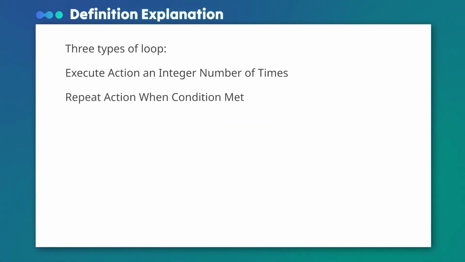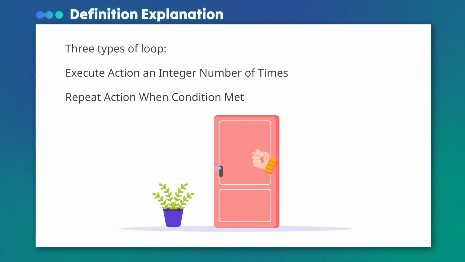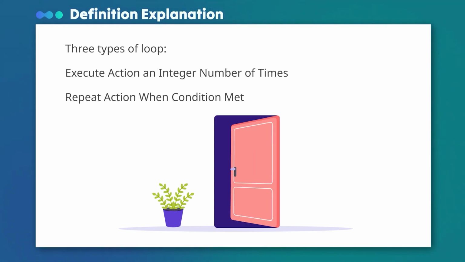The second one, repeat action when condition met. It means to repeat the action while the condition is met, and the action will stop once the condition is not met. For example, if you set a condition, knock while the door is closed, then the action of knock will only end when the door opens.